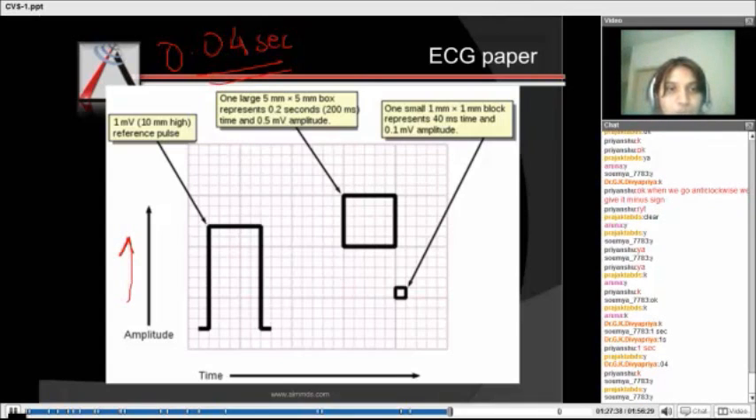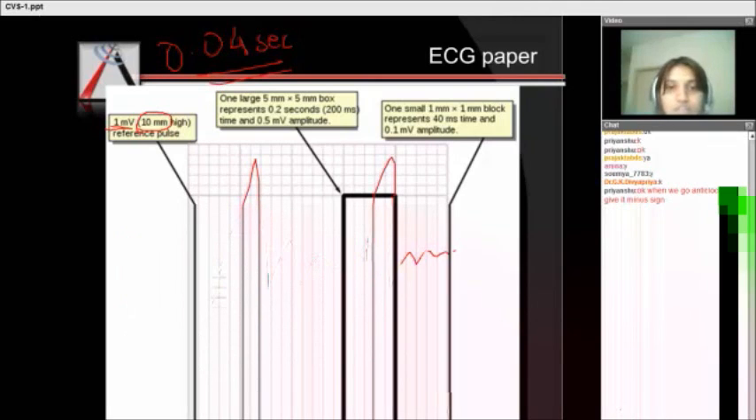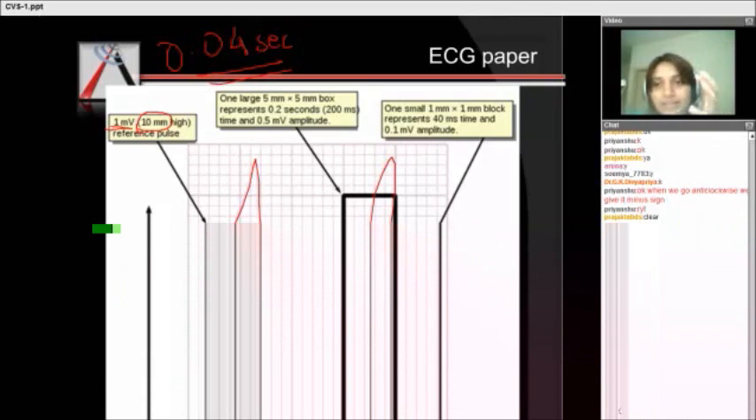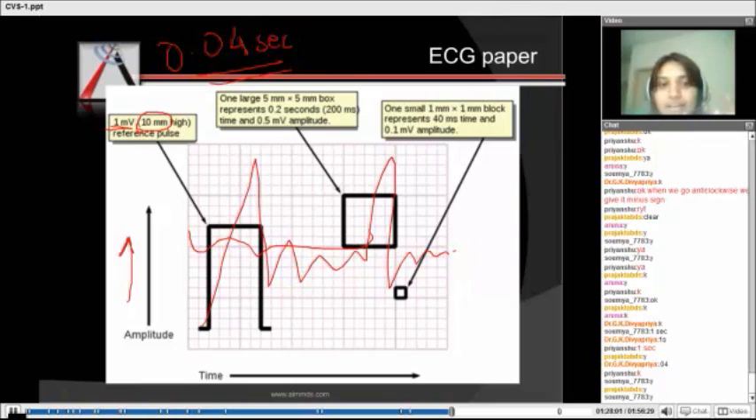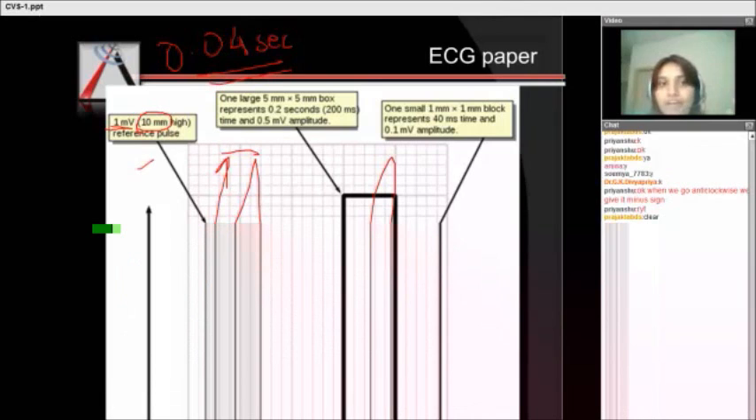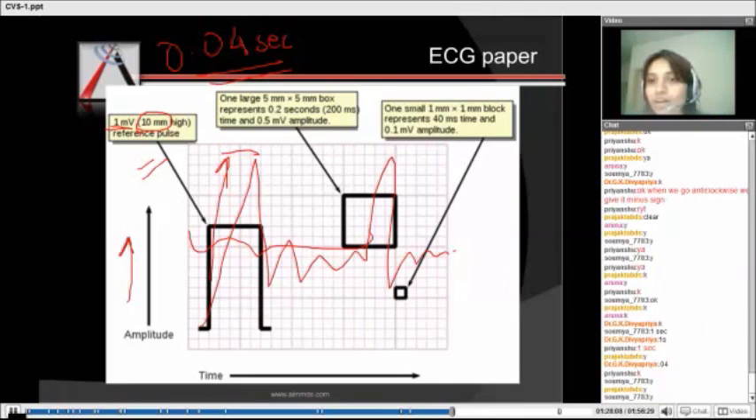In amplitude, 1 millivolt is represented by 10 millimeters of height. Now whenever an ECG is drawn on this, you can measure the time taken for the contraction of a ventricle and one cardiac cycle. And with the vertical height of the peaks of the waves, you can measure the amplitude of the impulse traveling through the heart. So you're able to measure both things when we see an ECG. Is that clear?